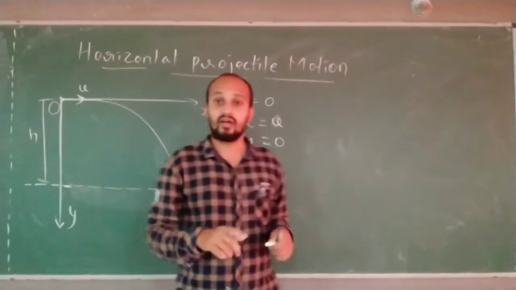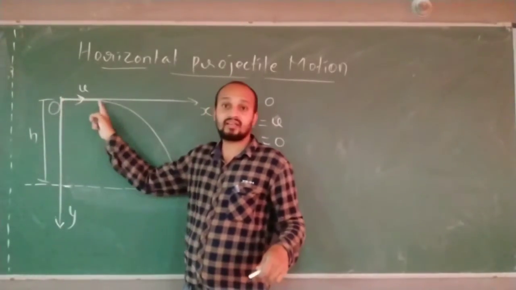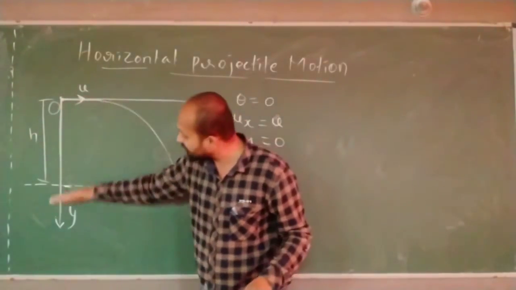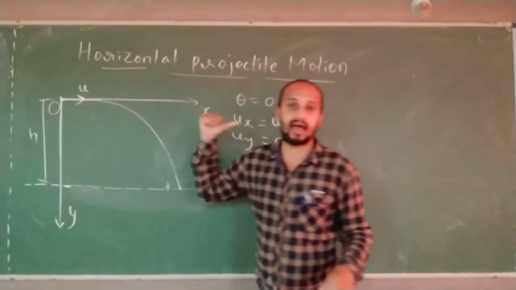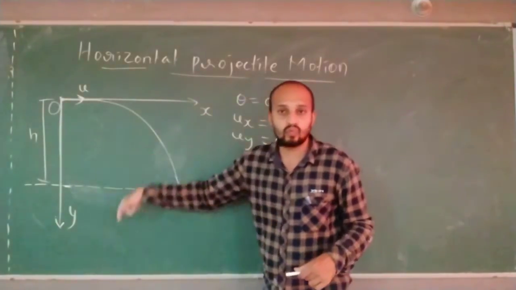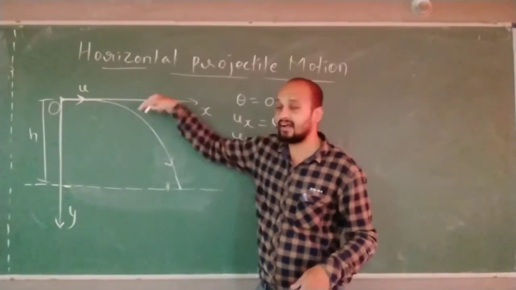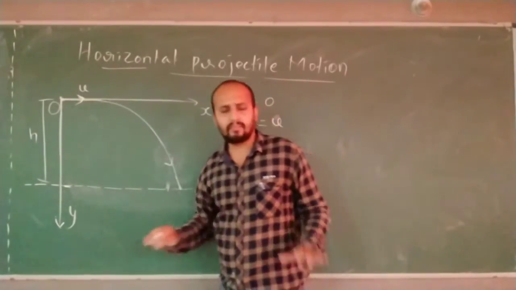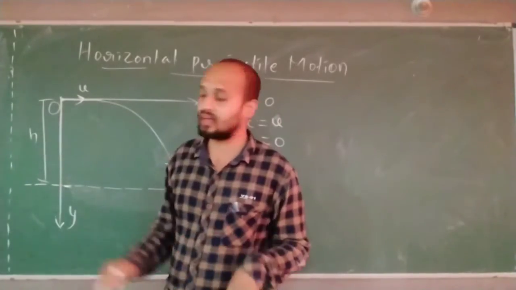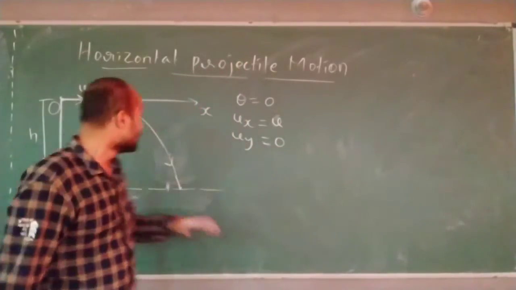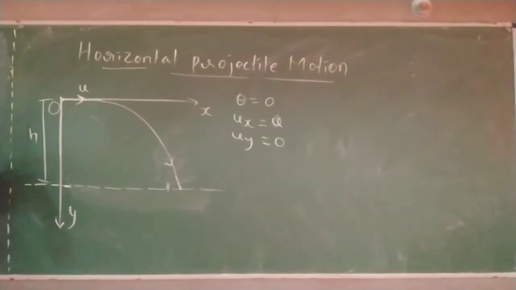Why? Because from this point of projection, the particle is moving like this. So this side I am taking positive downward and this side as positive x-axis. This is the y-axis, this is the x-axis, because the particle is moving along x and downward. That is why, to make sign conventions much easier, I am taking downward as positive. Imagine it has height h.